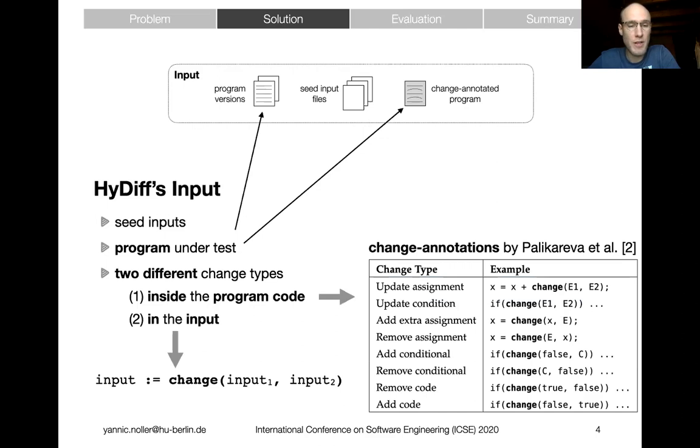A second type of changes would happen in the input. This enables side channel analysis and robustness analysis. Here we use a similar notion as for change annotation. So we also have here this change function call, but here we do not have old and new version, but we have two different inputs which get unified to one input.